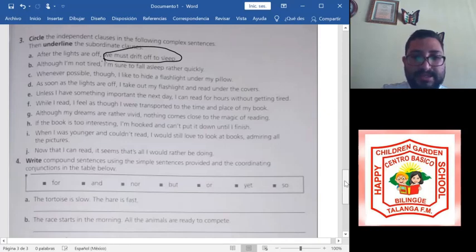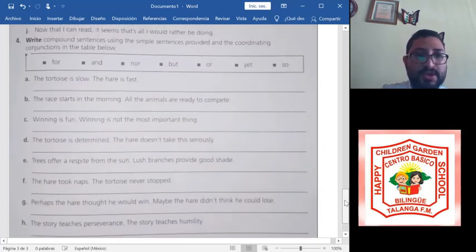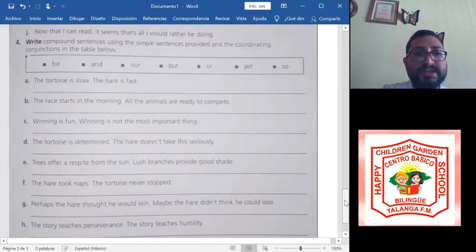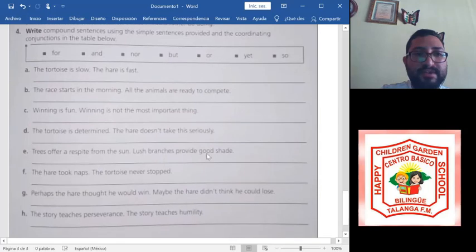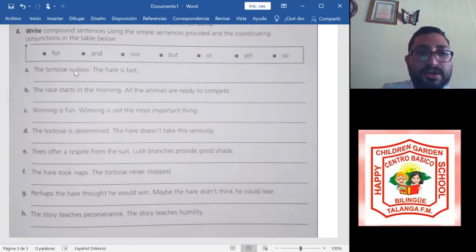And in the last exercise, we're going to write a compound sentence using the simple sentences provided and the coordinating conjunctions available. So we're going to use these two together, okay? The tortoise is slow, for, and, nor, but, yet. We're going to put one of these before the hare is fast. So this is the work you're going to be doing.